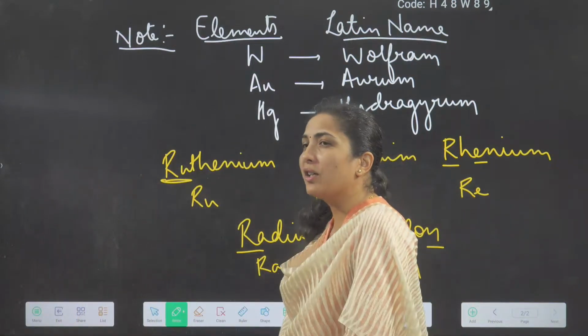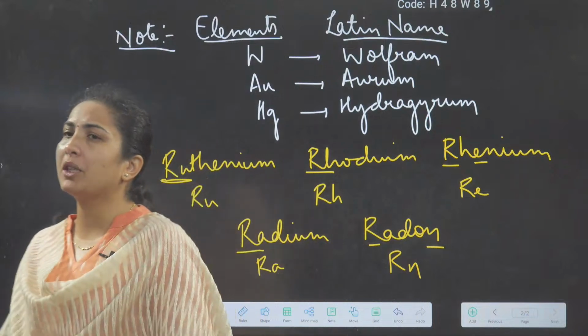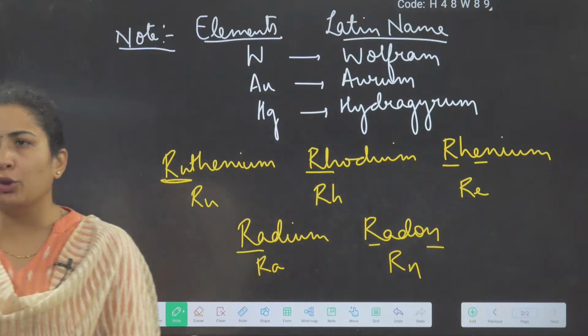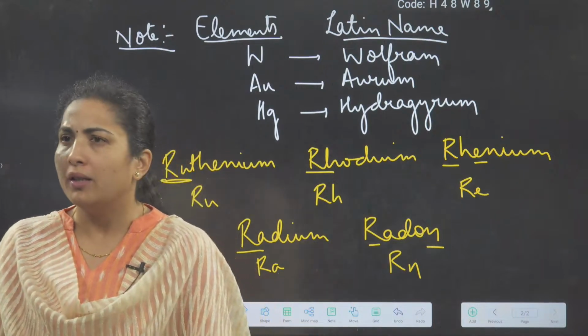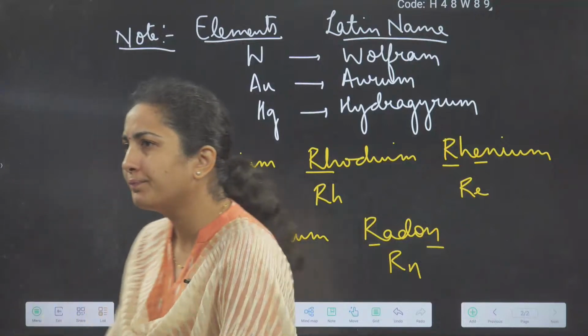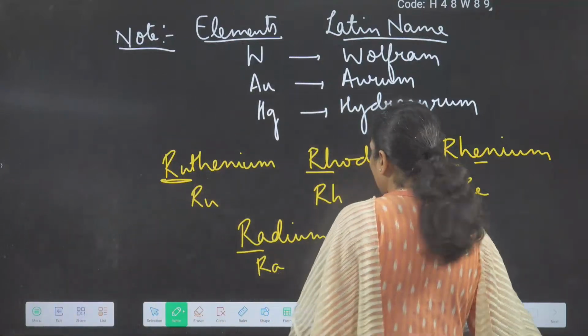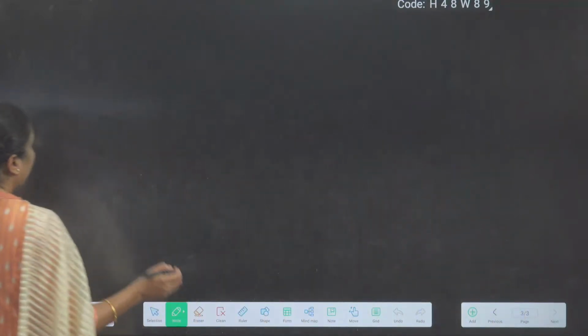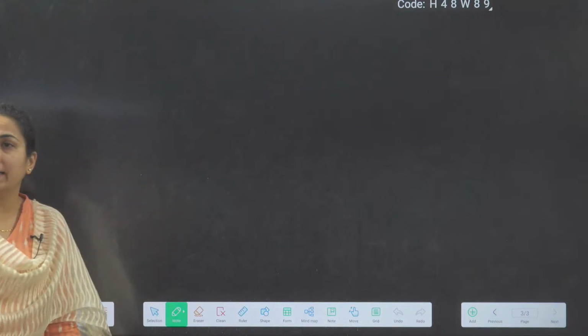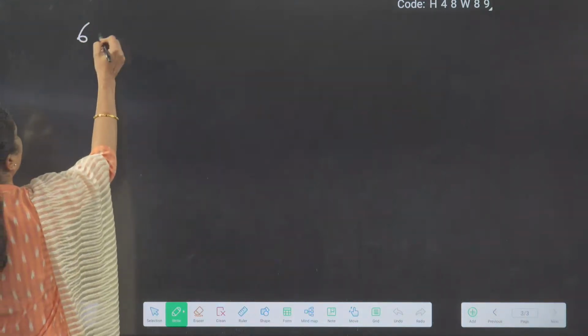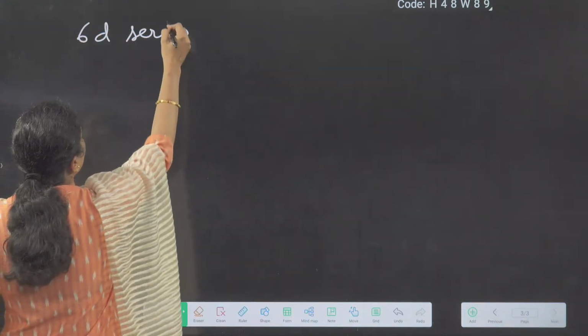Sanjana, there is nothing to understand there, beta. If at all you have forgotten something, you can definitely revisit yesterday's video and go through it, just the mnemonic there. Okay. Now, we have written the 5D series. We are going for the 6D series now.